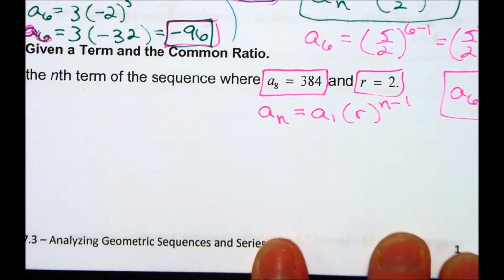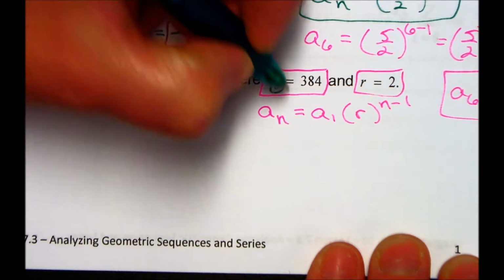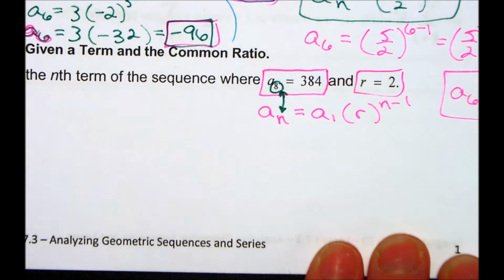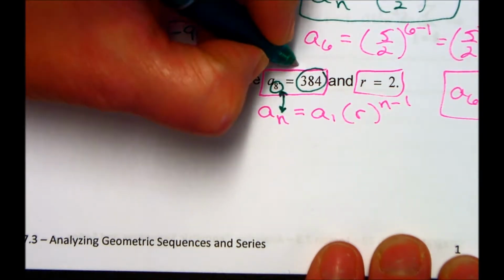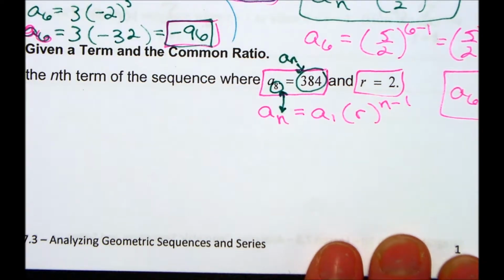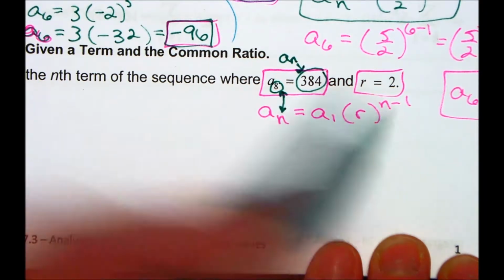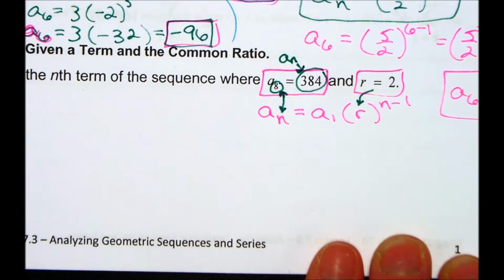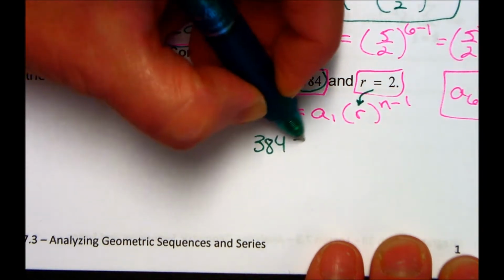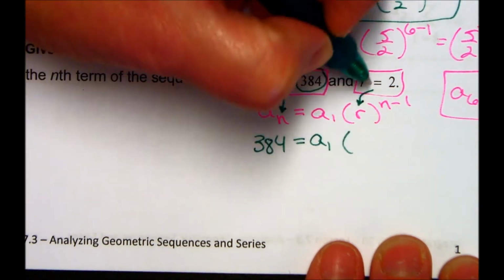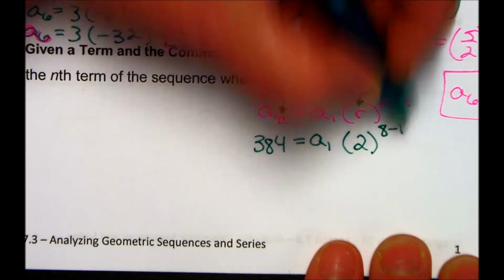All right, so now where do we plug things in? We don't know a sub 1, but we are going to use 8 for our n. So n is 8. If we say a sub 8 is going to be 384, the 384 is going to take the place of the a sub n in our equation. The n value is 8, so we're going to put 8 over here, and then the 2 is going to go in place of r. So instead of a sub n, we're going to use 384. A sub 1 we don't know. R is 2. N is the 8 that we were given, because we're given the 8th term.